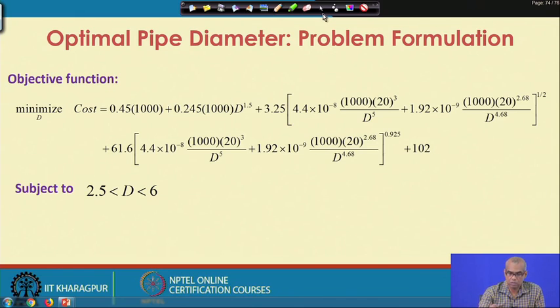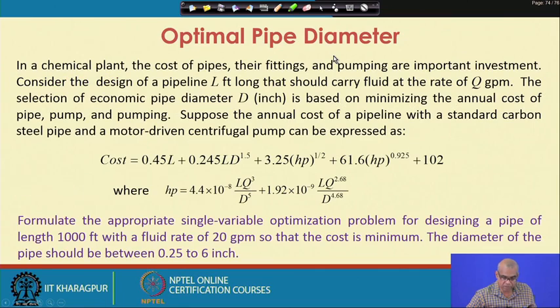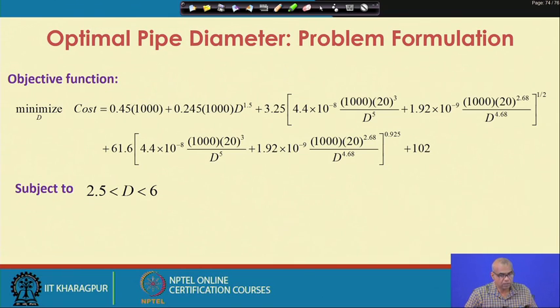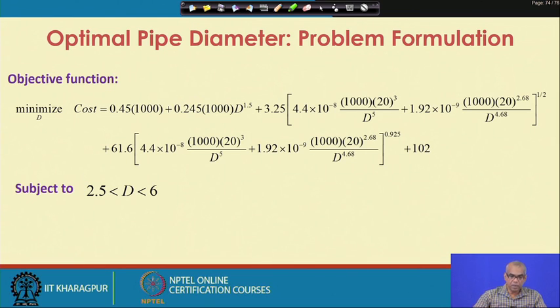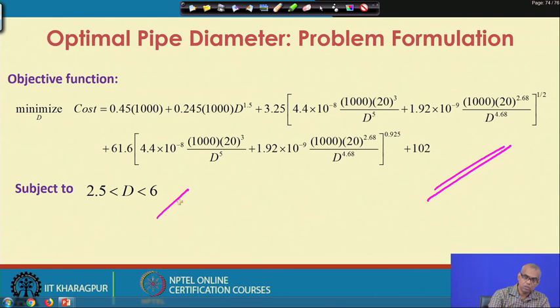So, after you have replaced the expression of HP into the expression of cost and you have substituted L equal to 1000 and Q equal to 20, you will obtain this expression as an expression for cost. And we have bounds on D because D has to lie between 0.25 and 6.